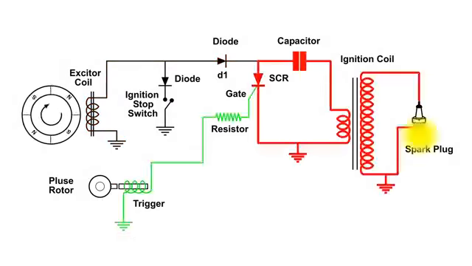This is a simplified drawing of a CDI, Capacitor Discharge Ignition. All the way to the left is the exciter coil, and it has a rotating magnet that induces an AC voltage in that coil.